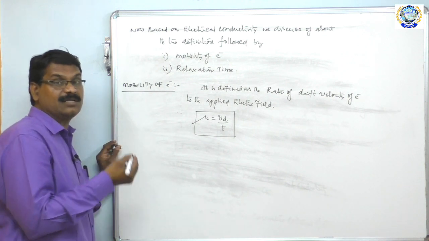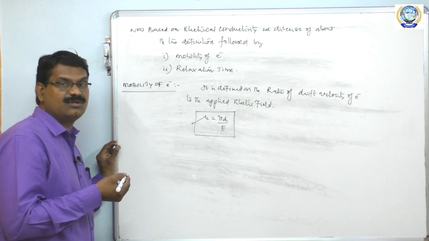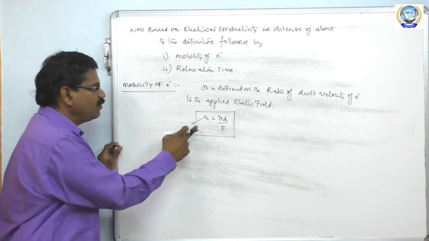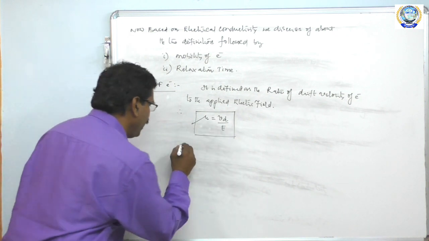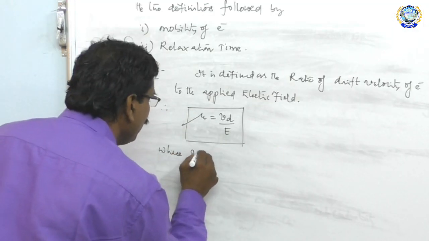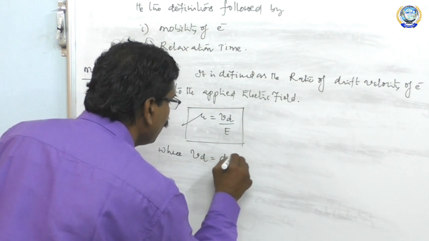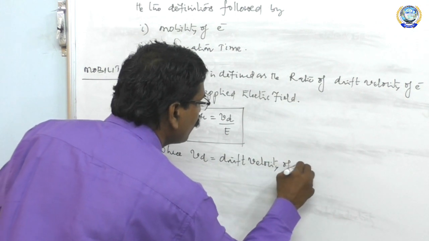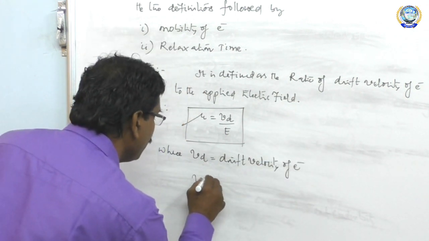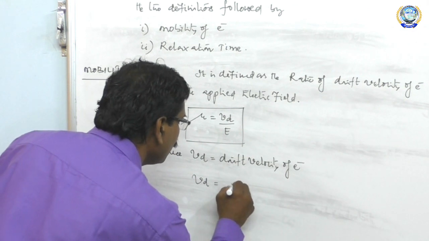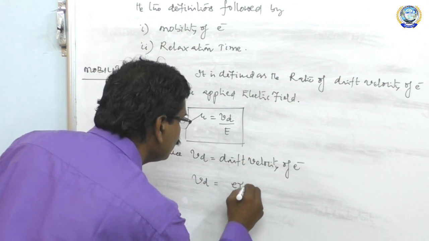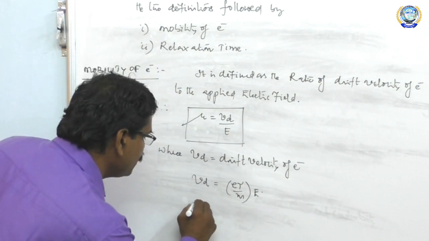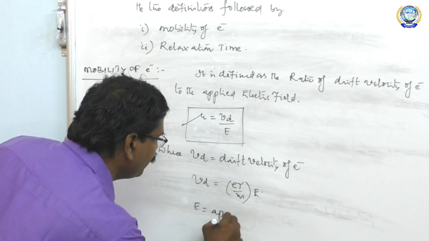As we all know that electron is a charge carrier and its value is 1.6 × 10⁻¹⁹ coulombs. The mobility of electron is denoted by mu, that is equal to vd by E, where vd is equal to drift velocity of electron. We can represent it as vd is equal to e tau by m into E, and capital E is equal to applied electric field.